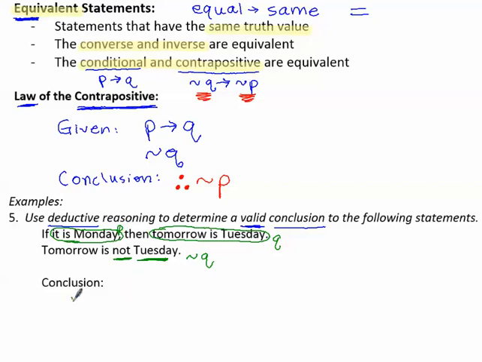So we say, therefore, negating the hypothesis, which was it is Monday, we would say it is not Monday. And logically, that makes sense. If tomorrow's not Tuesday, it can't be Monday. But ultimately, we're following the law of the contrapositive. Let's take a look at one more example.